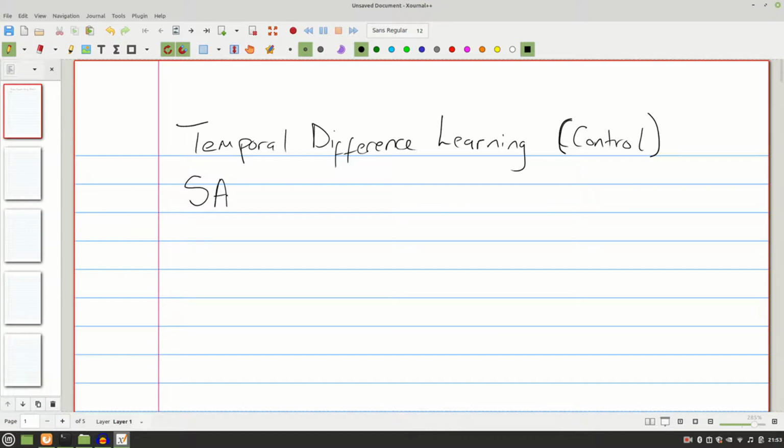This is the first algorithm we're going to look at. It's called SARSA, and this algorithm is an on-policy TD control.